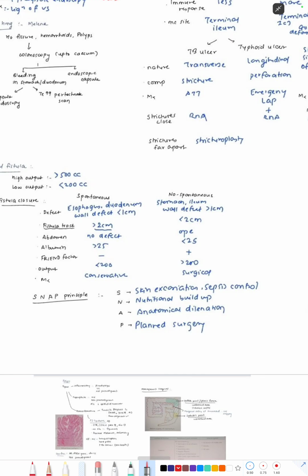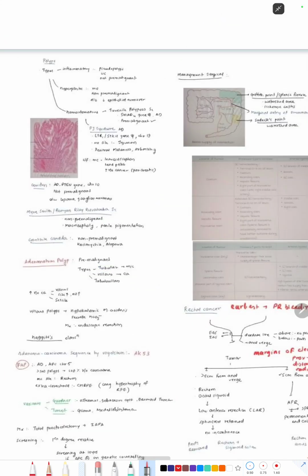Next is going to be polyps. In polyps, there are different types: inflammatory polyps, hyperplastic polyps, and hamartomatous polyps. Inflammatory and hyperplastic polyps, both of them are not premalignant in nature. Inflammatory polyps are the pseudopolyps seen in ulcerative colitis. Hyperplastic polyps are the most common overall, and these are formed due to decreased epithelial turnover. Hamartomatous polyps, the syndromes associated with it are juvenile polyposis syndrome because of SMAD4 gene defect, autosomal dominant in nature. Then the arborizing pattern is seen in Peutz-Jeghers syndrome, which is again autosomal dominant, caused because of LKB1 or STK11 gene defect on chromosome 19.